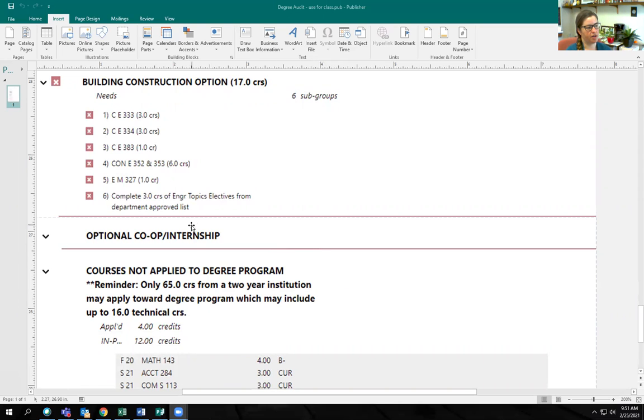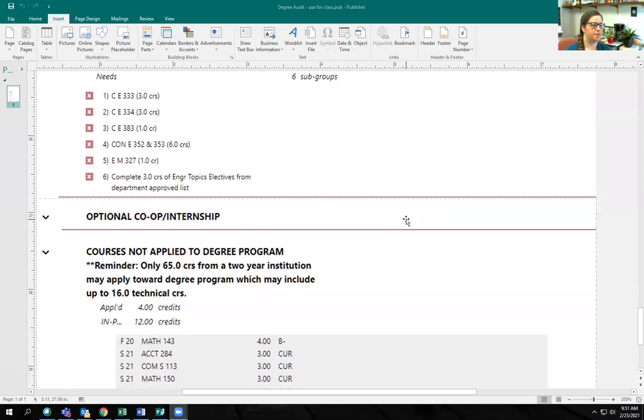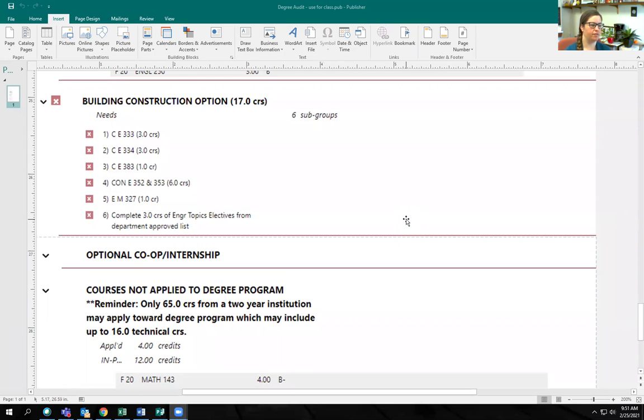Farther down on the degree audit, we do have this co-op internship area. So if you do have a co-op, which would be that semester and the summer, or just an internship, which is usually just summer only, as long as you get them registered through Iowa State, they will show up here. They're not required, but they are nice to have on a transcript, especially to kind of go along with your resume.